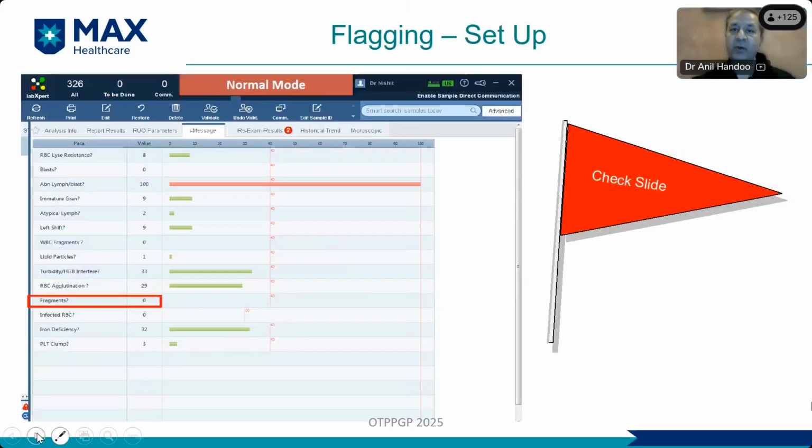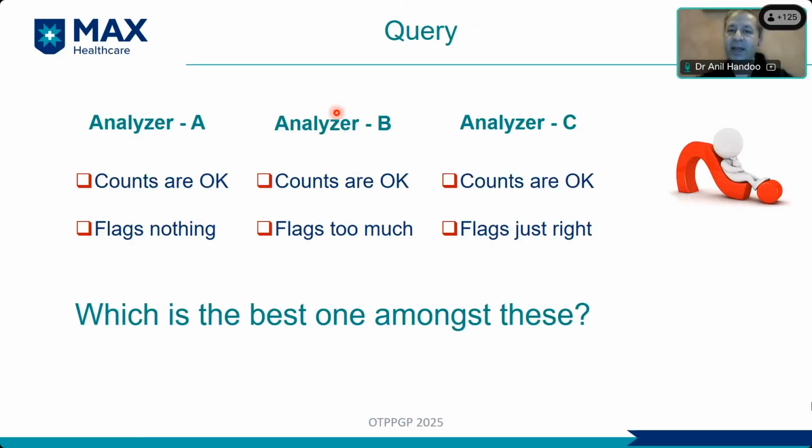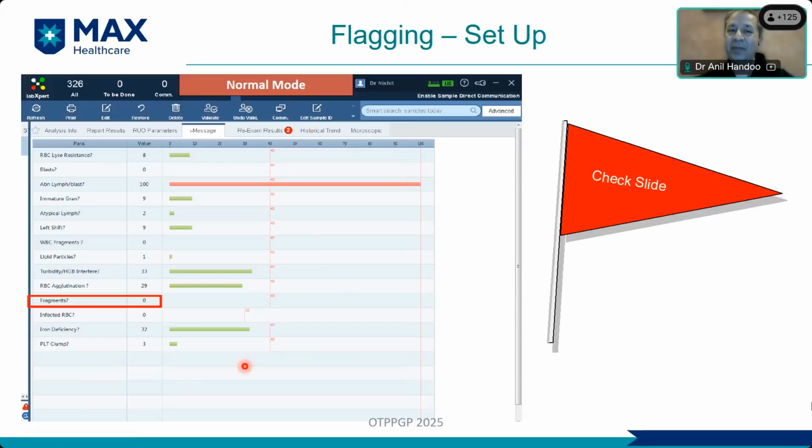Okay, so now when we talk about flagging, I'm concerned primarily about analyzer A and analyzer B, because for C, the company guy has already done his job very well. So in A and B, there is this thing called flagging setup, and different analyzers will have a different name for it. This one which I'm showing you is from an instrument of a company called Mindray, one of the previous instruments that we had, the 6800, when it was started in our setup.